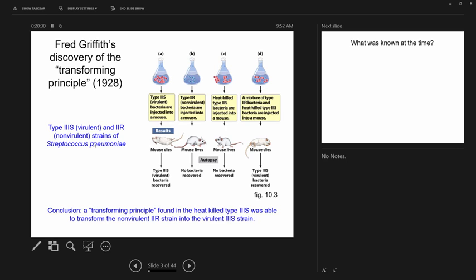So Griffith was able to grow the virulent type 3S bacteria in a flask. When he injected the mouse, it dies, and then from the dead mouse, he was able to recover bacteria that could be grown up in a flask again and injected into another mouse, and it would kill them.